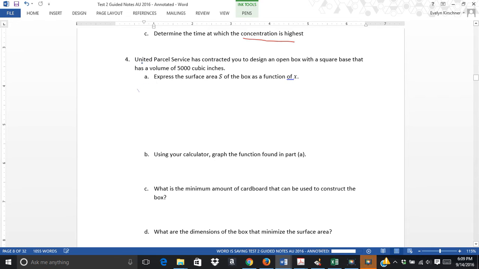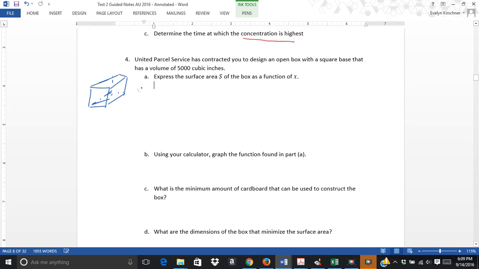All right, so my next problem is UPS wants you to design an open box, so no top, with a square base that has a volume of 5,000 cubic inches. So I want to know what the surface area is. So the box, right, looks like this. No top.